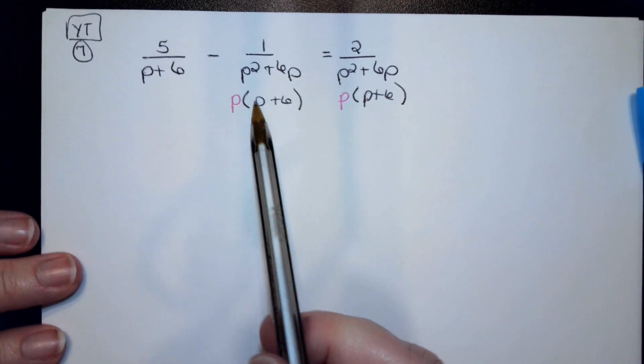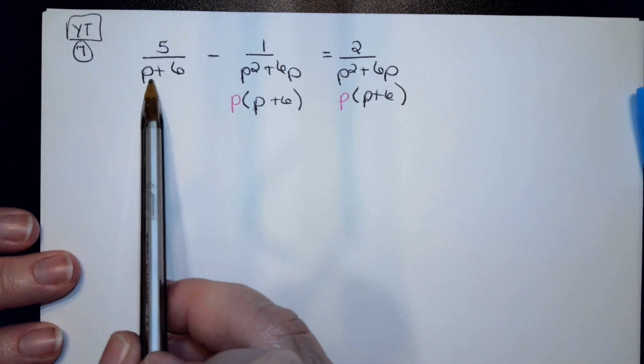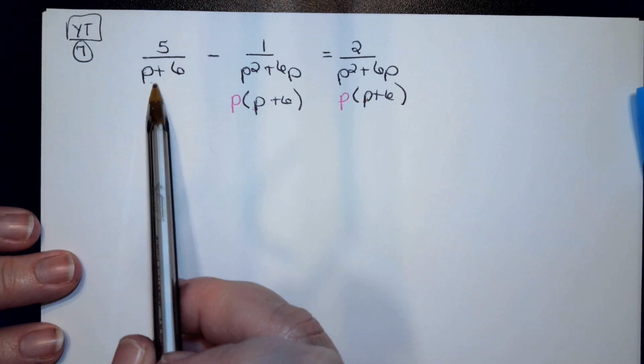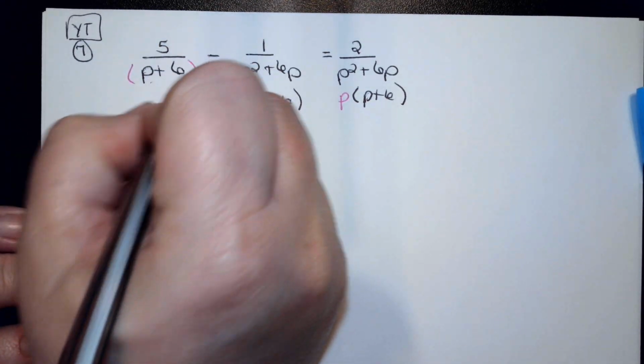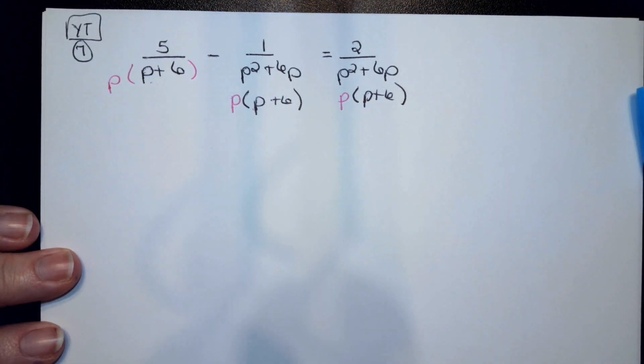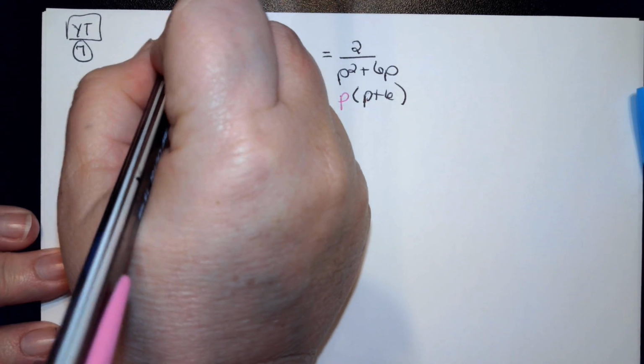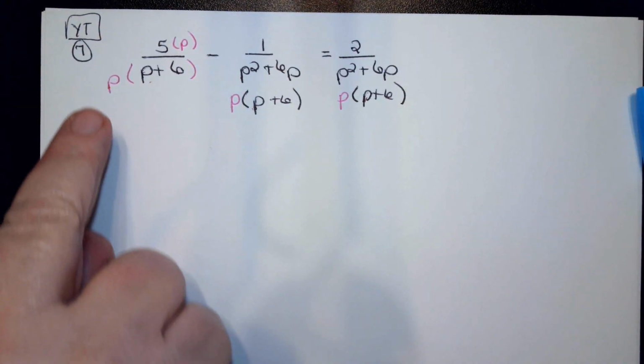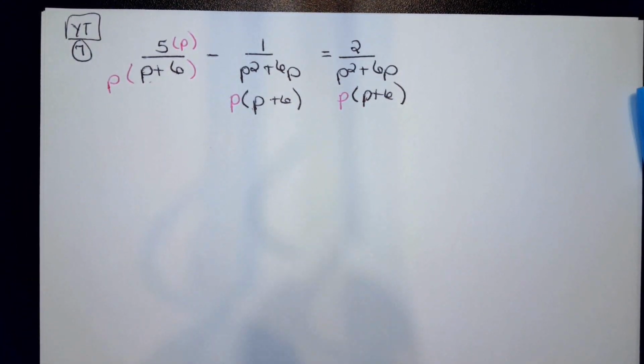Well, what do these two have that this one does not? This one doesn't have a p, so we're going to have to multiply the bottom by p. Then if we multiply the bottom by p, we have to multiply the top by p. Now we've got that common denominator, so we're going to focus on just the numerator.